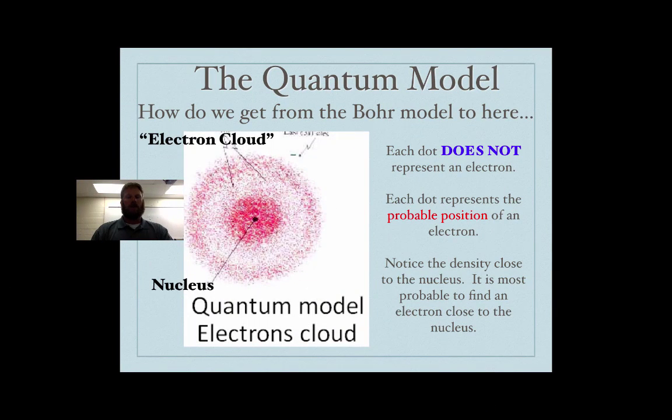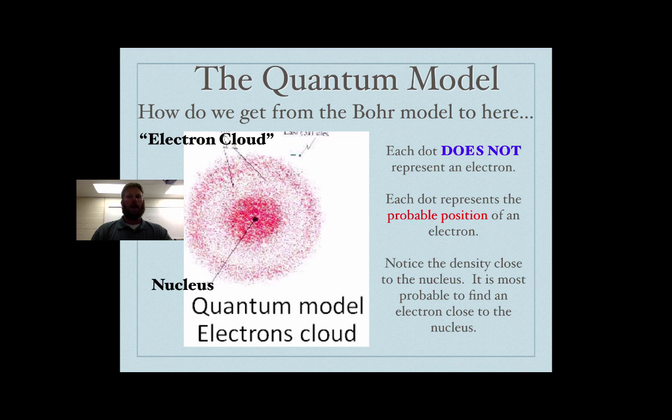This is where we are trying to get. We are trying to get to the quantum model of the atom. So how do we get from the Bohr model to what you see here? We have defined probability clouds, which are places where electrons could possibly be around the nucleus.